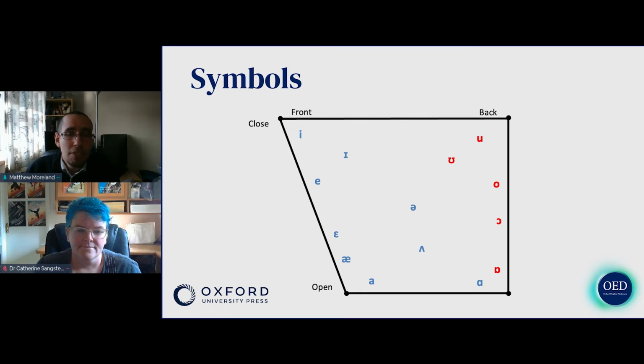Those on the left of the quadrilateral are made with the focus on the front of the tongue body. That's the part of your tongue used to make the y in yes. And those on the right are made with the focus on the back of the tongue body. That's the part used to make the k in car. Red symbols are those produced with rounded lips. Those which are blue are those with neutral or spread lips.